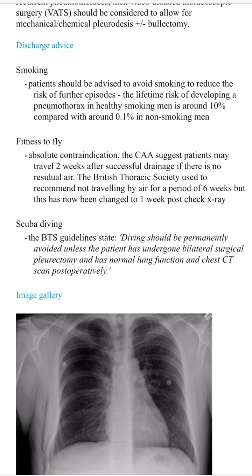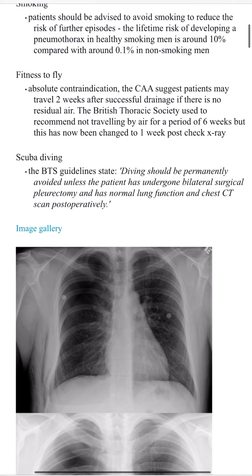Post-check X-ray means a repeat X-ray, and if there is no residual pneumothorax, then he can fly. Scuba diving: the BTS guidelines state diving should be permanently avoided unless the patient has undergone bilateral surgical pleurectomy and has normal lung function and a normal chest CT scan post-operatively.